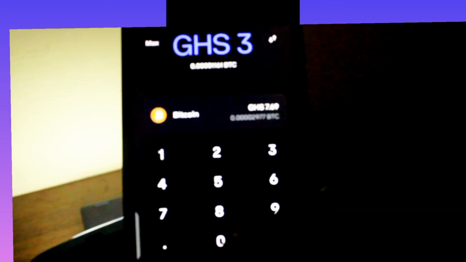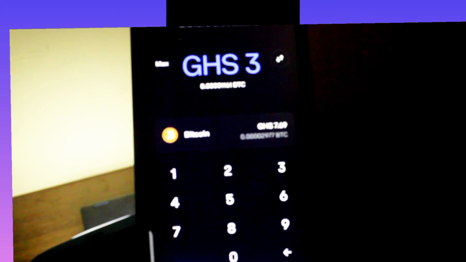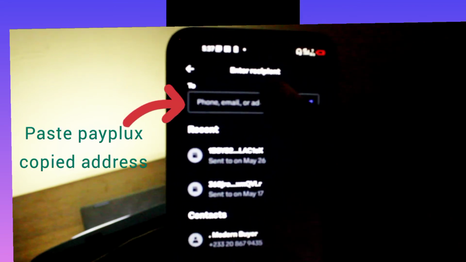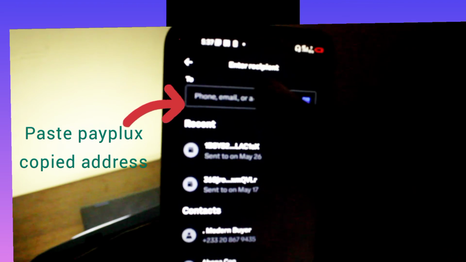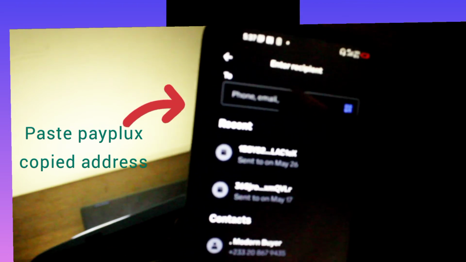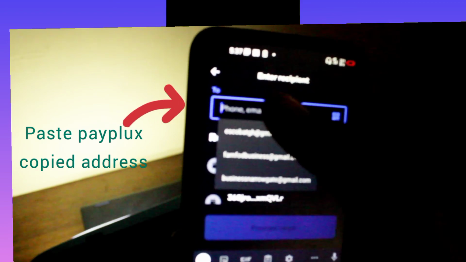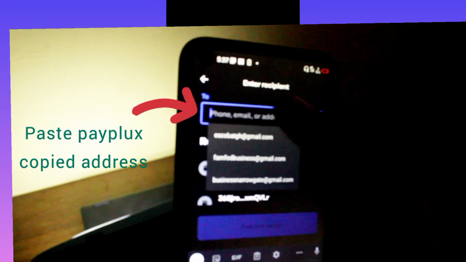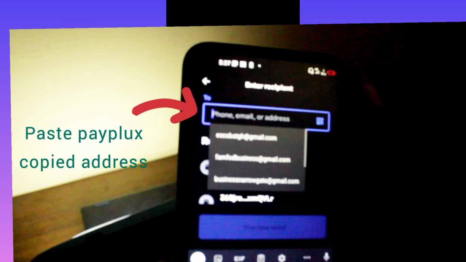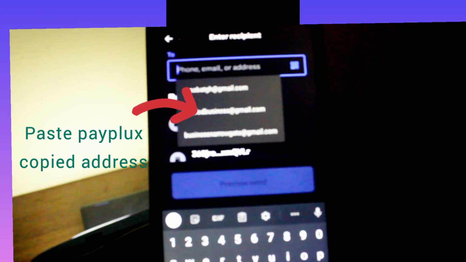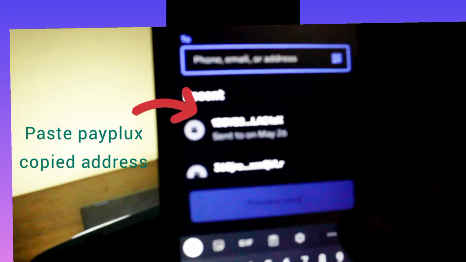Okay, so now that I'm sending the 3 cedis, they've provided an address. Here is a space where you can input the address or the account to which you are sending your Bitcoin, because you have to send it to the other platform, which is the third-party platform, and they will convert it into cash for you. So I'm going to paste the link over here.